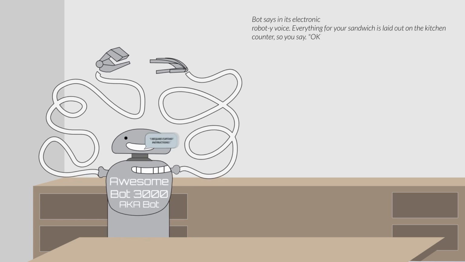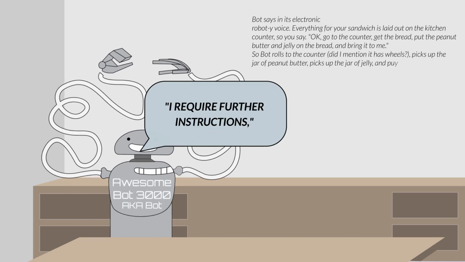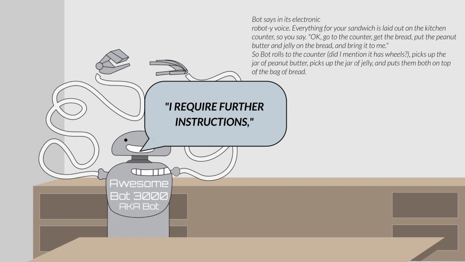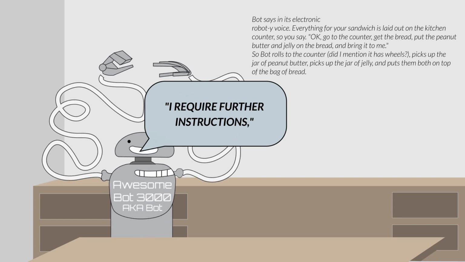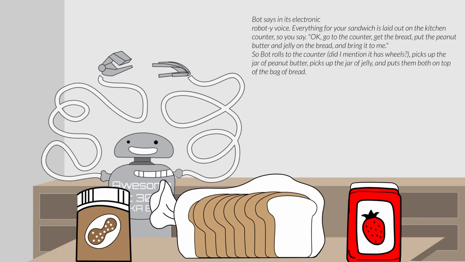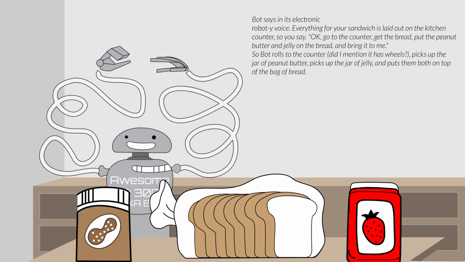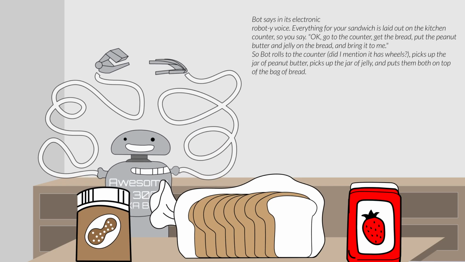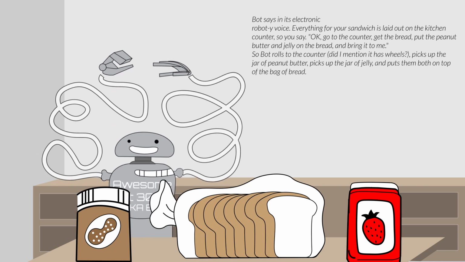"I require further instructions," Bot says in its electronic robot-y voice. Everything for your peanut butter sandwich is laid out on the kitchen counter. So you say, okay, go to the counter, get the bread, put the peanut butter and jelly on the bread, and bring it to me.